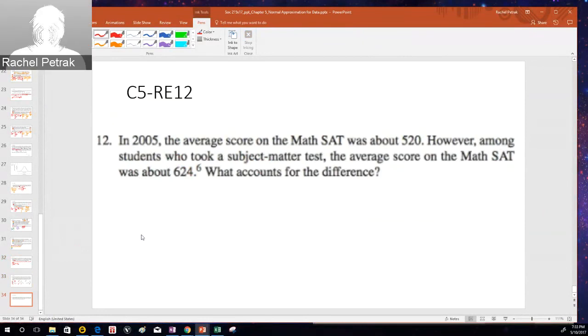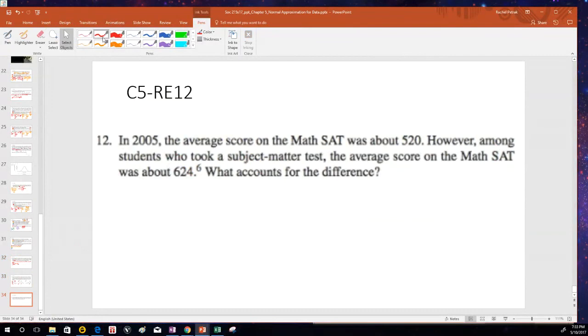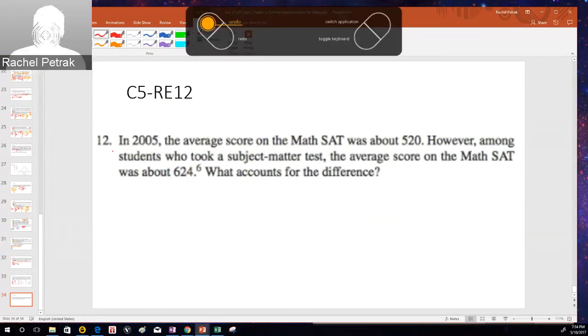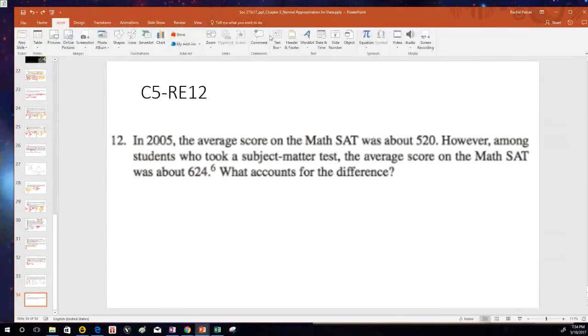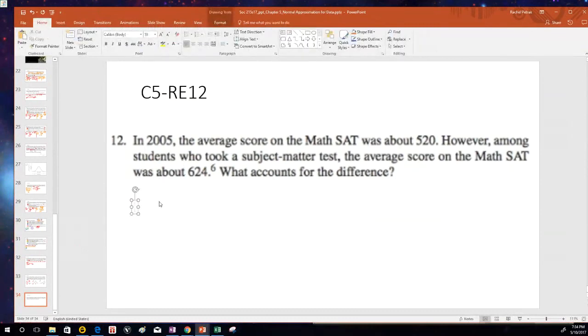Well, this is a thought problem. What might be different among students who just took a standard SAT versus those who took a subject matter test? Well, we can assume that students who take the subject matter tests are applying to better schools or more competitive programs. So they're probably students who are already more likely to score higher on the SAT. Does that make sense? Okay, excellent.